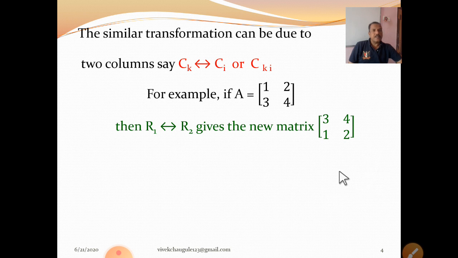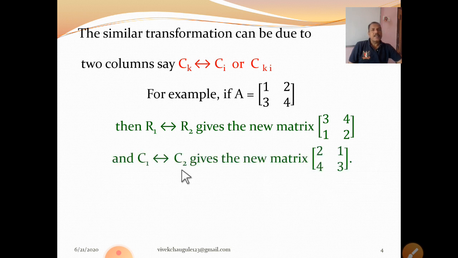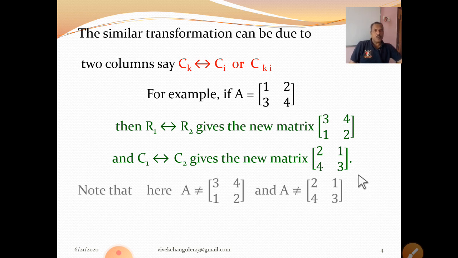Similarly, for example, column C1 interchange C2, that is, first and second column we have to interchange. This first vertical line is the first column, and this second vertical line is the second column, so we have to interchange C1 and C2. The new matrix is like this, 2 1 4 3. So you can also write the interchange transformations.